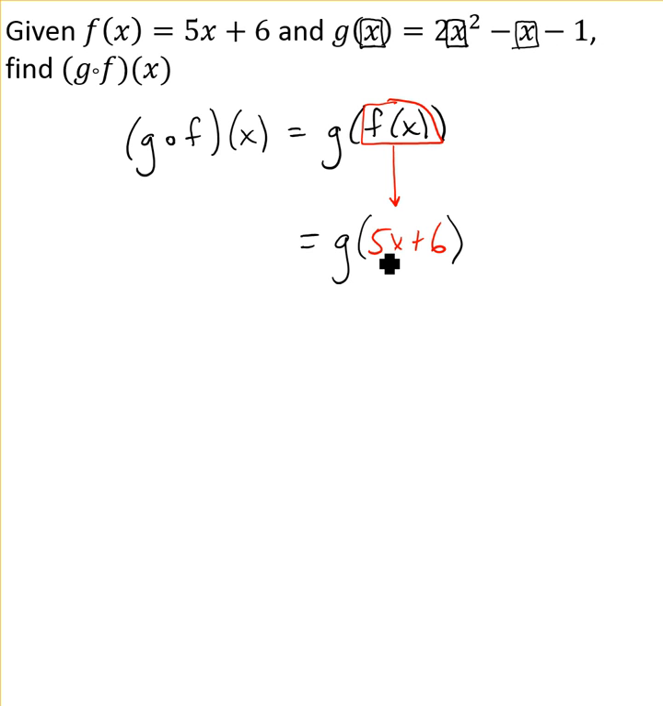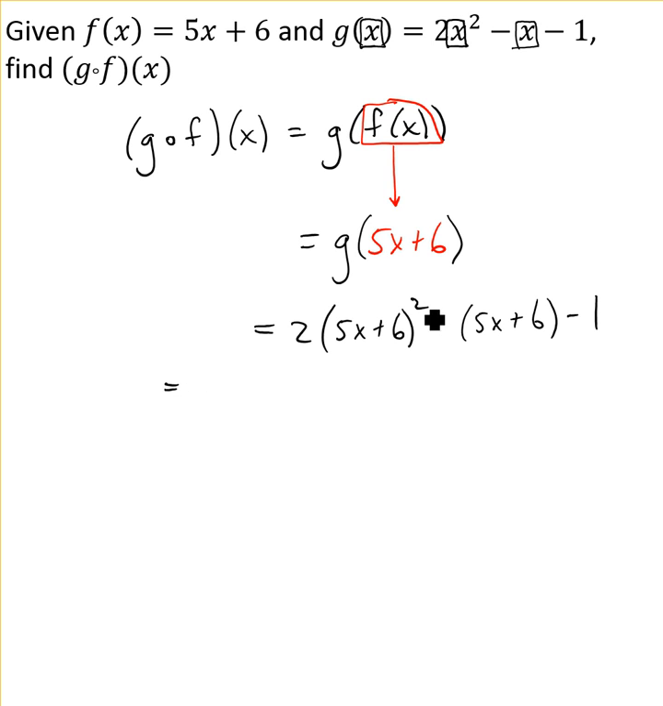So we're taking our input as 5x plus 6, and we're essentially replacing each of the places that we see x up there with the expression 5x plus 6. So g is telling us to take our input and do 2 times our input squared minus our input minus 1. So now we just need to go through and simplify this, and eventually combine some like terms.